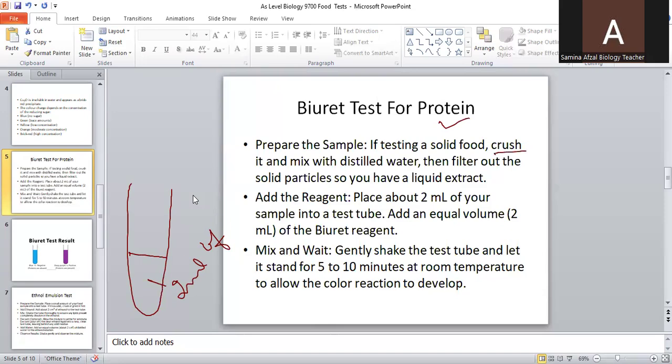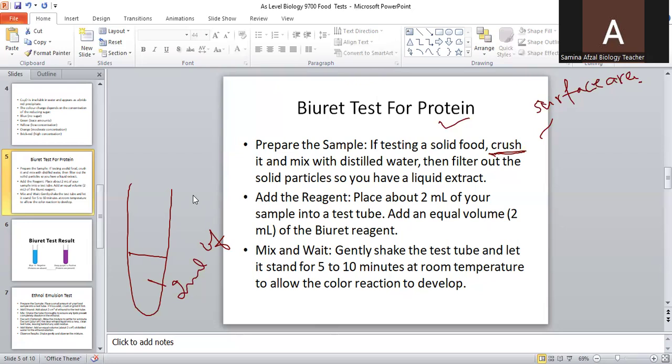Because in this way you will increase its surface area, and the reaction will be fast. Then filter out the solid particles so you have a liquid extract. When you crush it and mix it with distilled water, you will be able to find out the amount of proteins in that distilled water. Then you filter it out and test it for the presence of proteins.